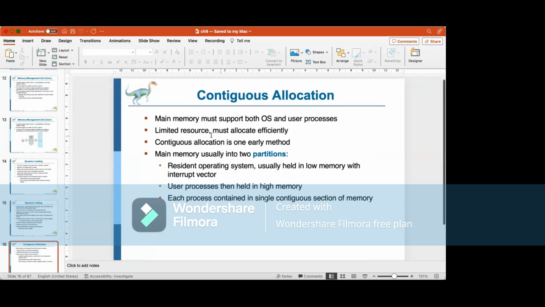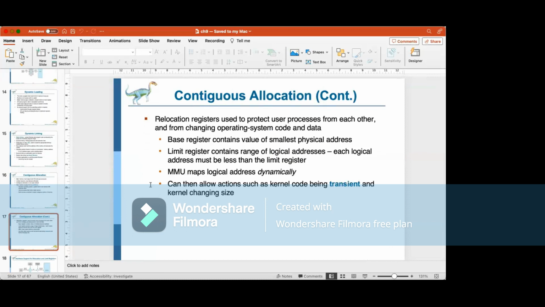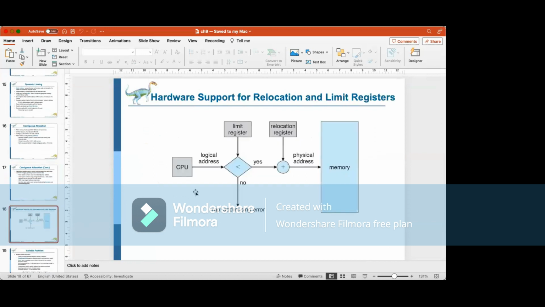So contiguous allocation. Just now we have seen main memory must support both the OS and user processes. Main memory is usually divided into two partitions, one for the OS and the other one is the user area. In contiguous allocation, the CPU generates a logical address, checked against the limit register, plus the relocation address, and by adding the relocation address we get the actual physical address.